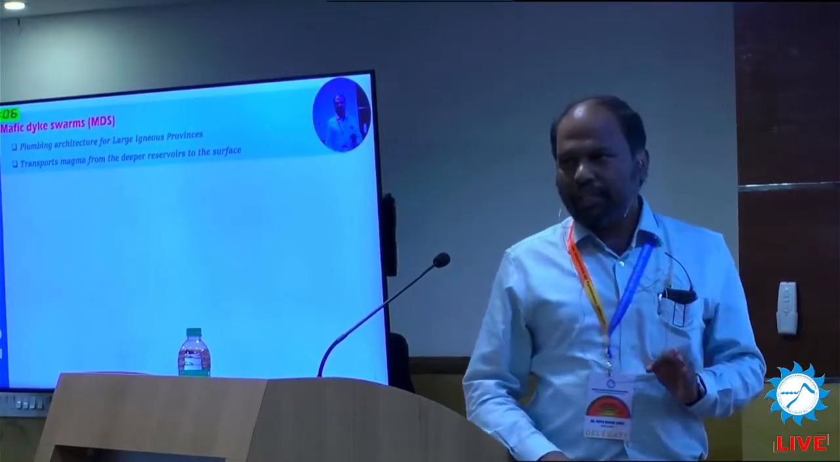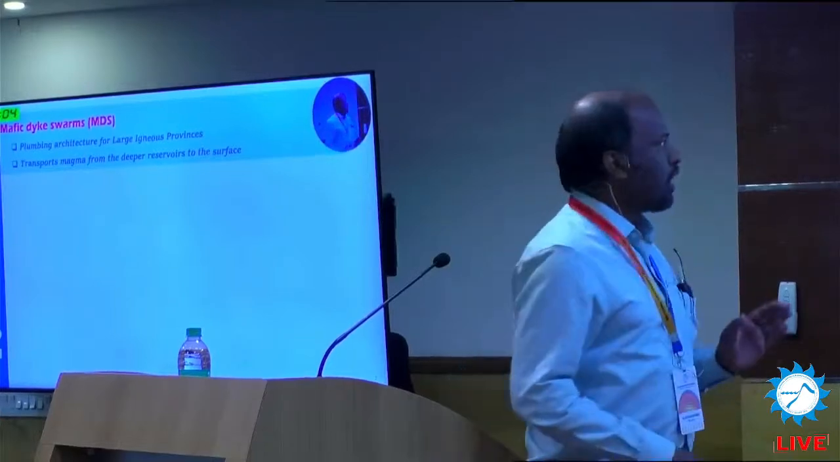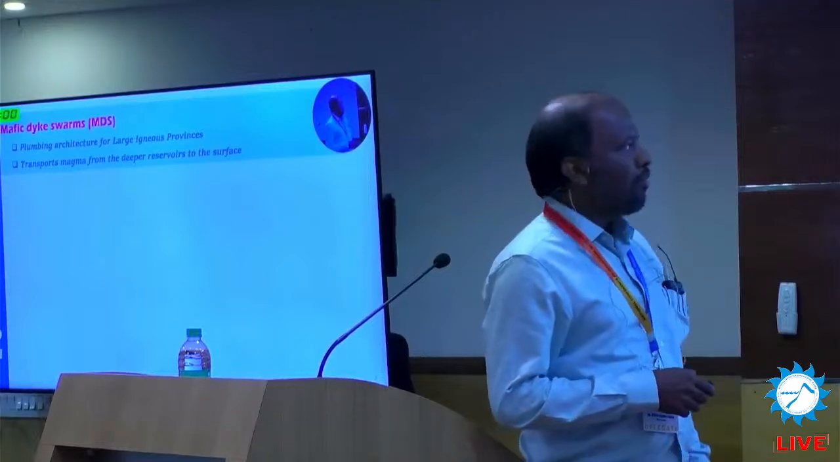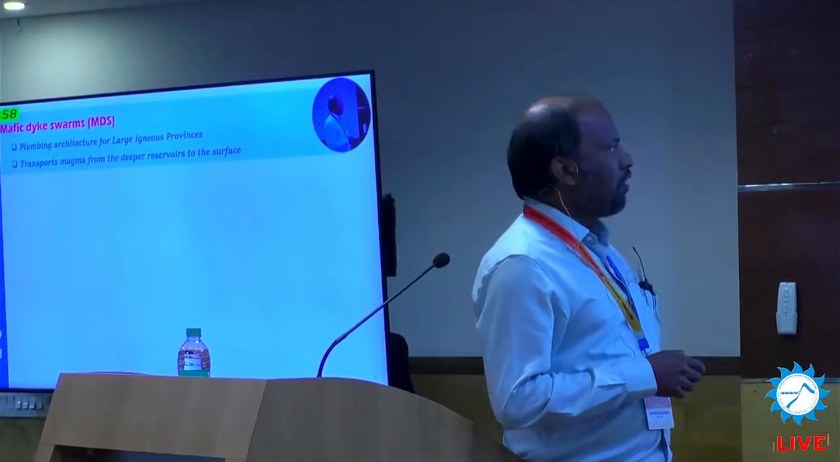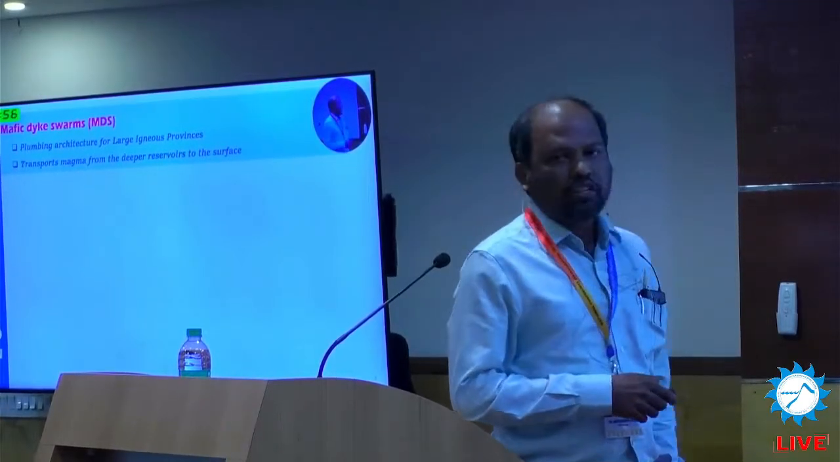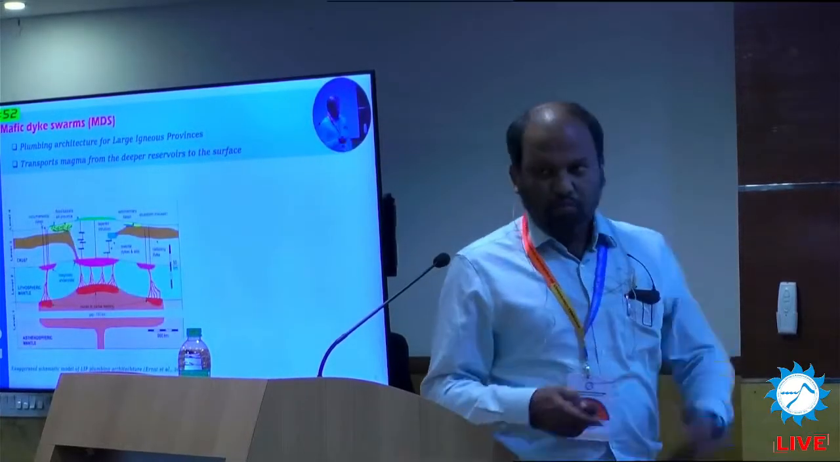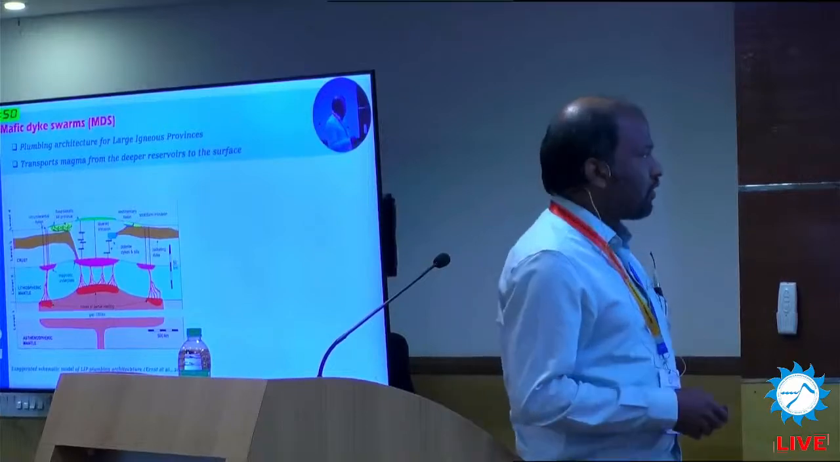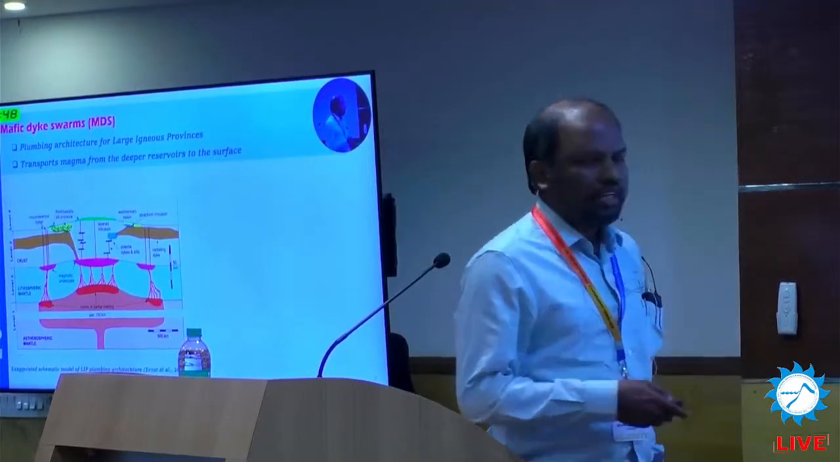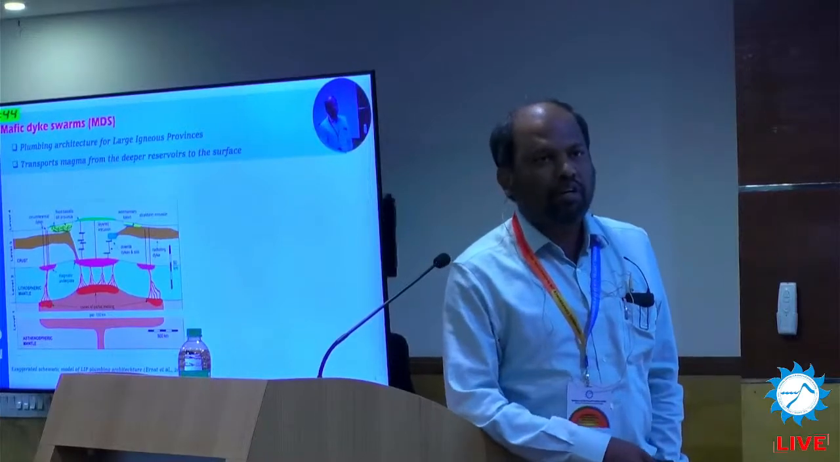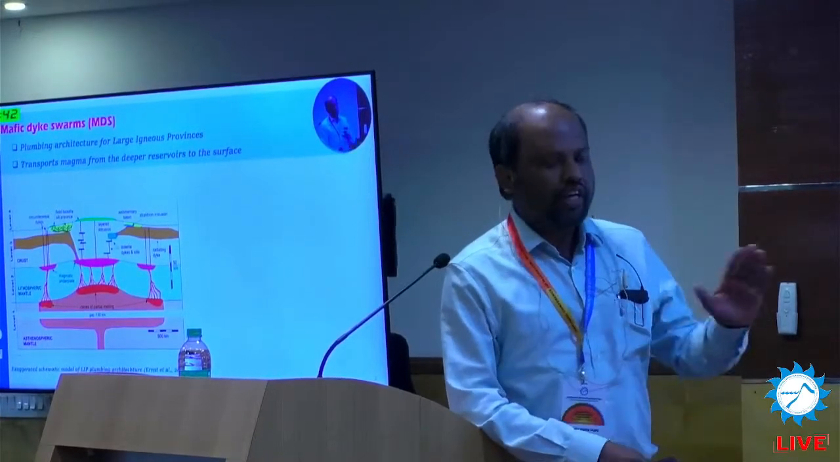When they are associated with a mantle plume, they are considered to be the plumbing architecture of a large igneous province. What they basically do is transport magma from the deeper reservoir to the surface. This is the diagram that Professor Srivastav discussed in the morning session, but here I want to emphasize that the plumbing architecture of the mafic dikes can be classified into 4 levels.